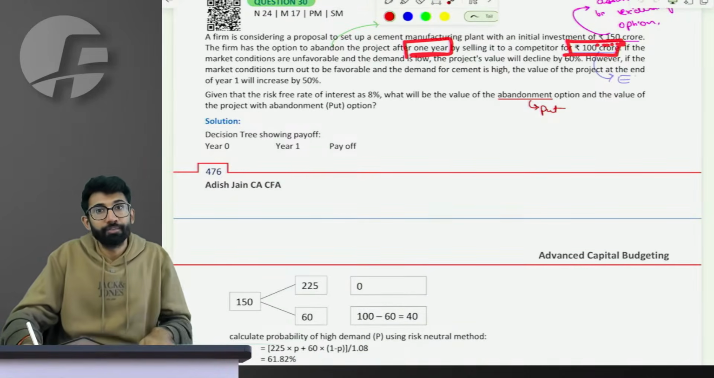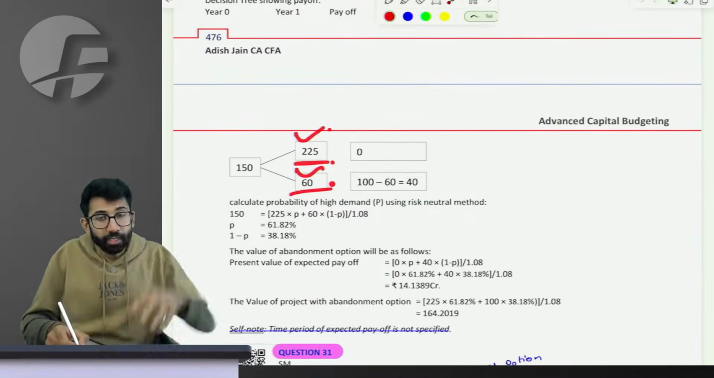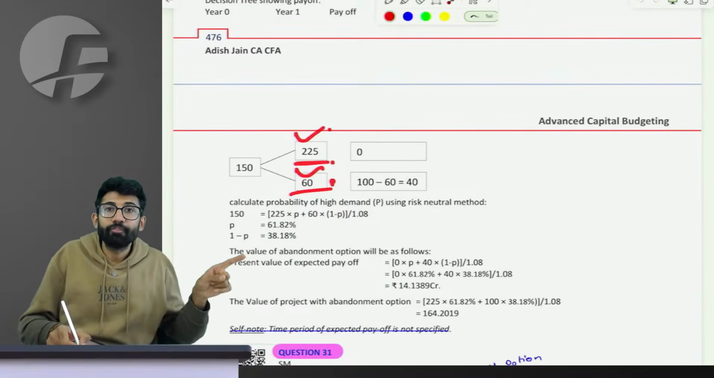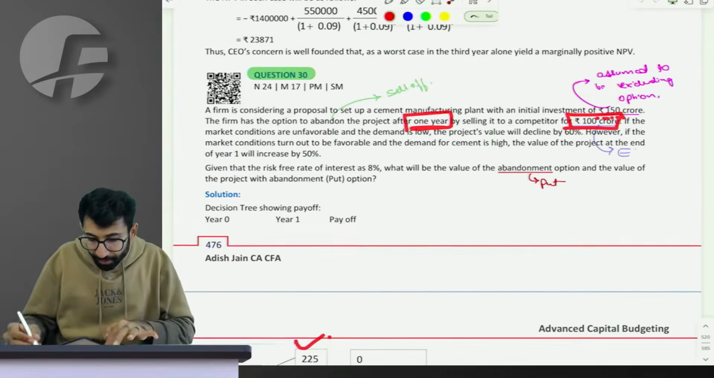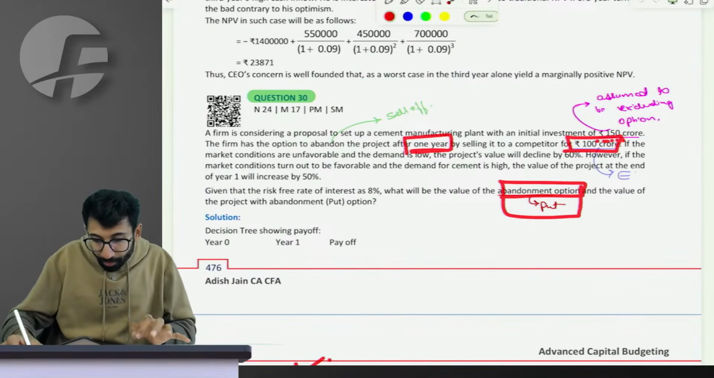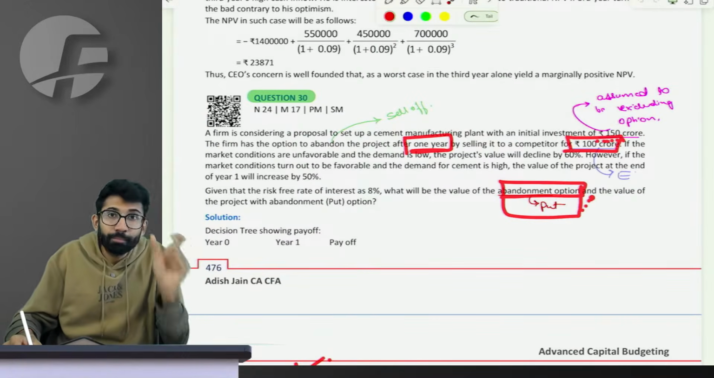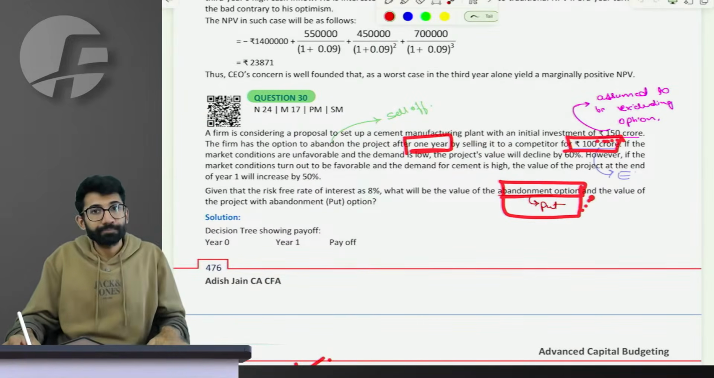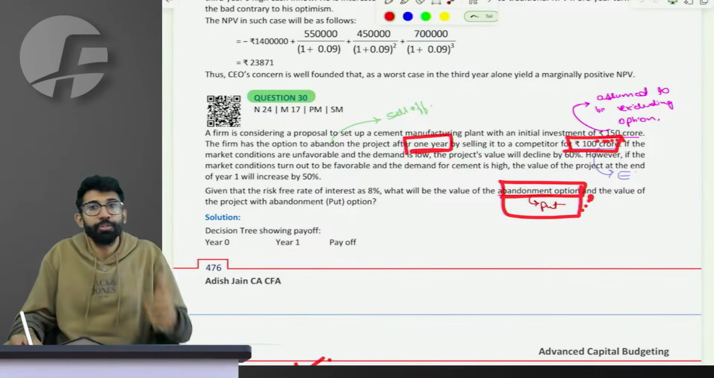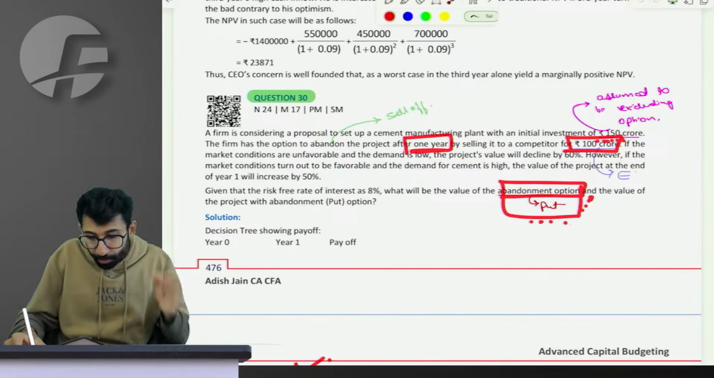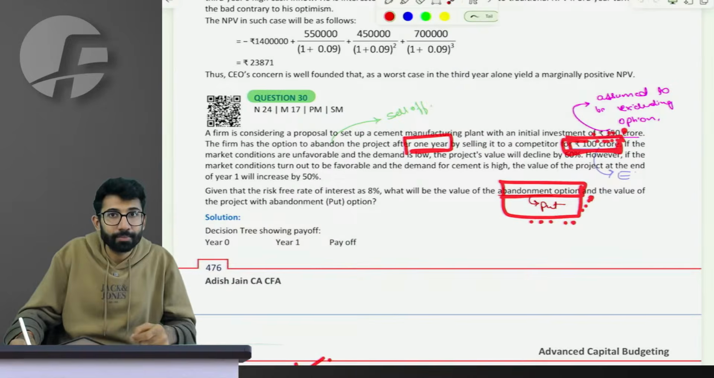That option you have. The price becomes 225 or the price becomes 60. Today you have an option that after a year, if you want, you can sell this project to your competitor for 100 crore. That is an option you have. Do you agree? The option to abandon or sell the project is nothing but a put option, if you realize. I hope you have clarity on call and put. Call is an option to buy, put is an option to sell. So the put, which is an option to sell, I have at a price of 100 crore. Do you feel 100 crore becomes my exercise price?